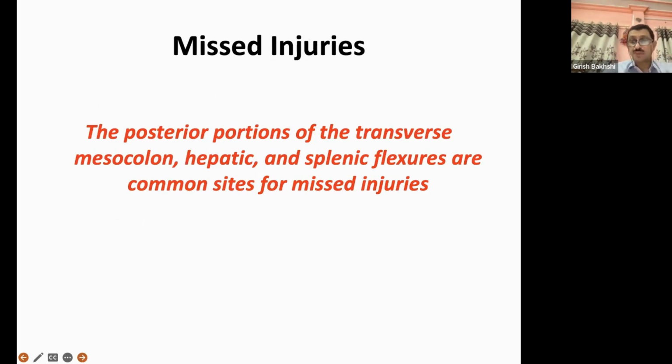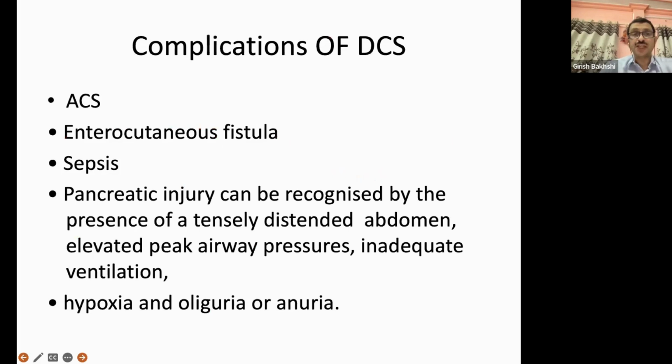So these injuries may be missed, especially in penetrating injuries. Another thing the surgeon should know is that when he is going to close the abdomen, it has been an open abdomen for the last 48 to 72 hours. The bowel would have become edematous. And when you push this edematous bowel inside, there are complications of something known as abdominal compartment syndrome.